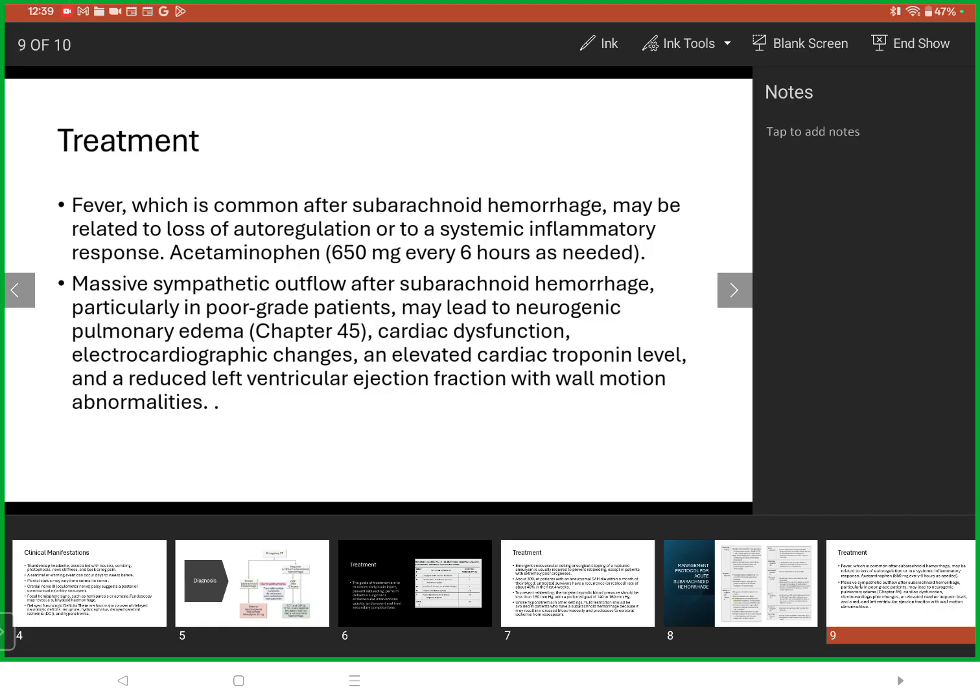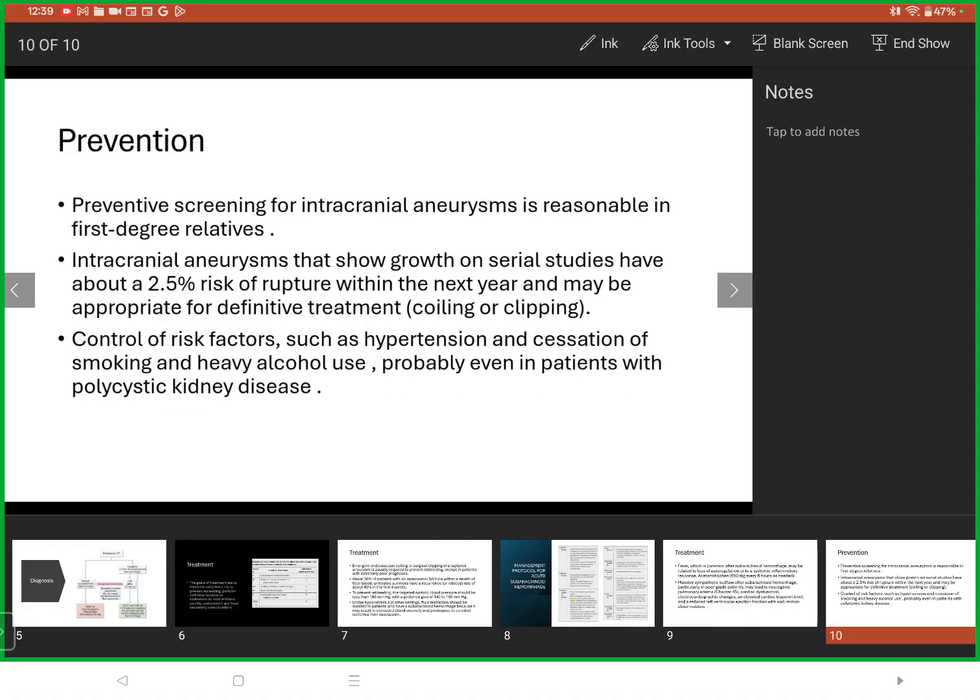a massive sympathetic outflow which occurs after the subarachnoid hemorrhage may lead to neurogenic pulmonary edema, cardiac dysfunctions, electrocardiographic changes, and elevated cardiac troponin levels are often seen. And you can clearly see the patients may develop a neurogenic pulmonary edema. So how can we prevent it? This is a very important thing.